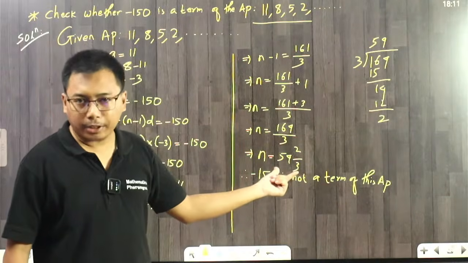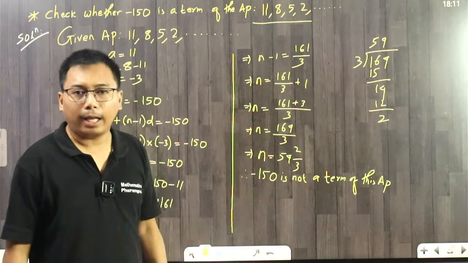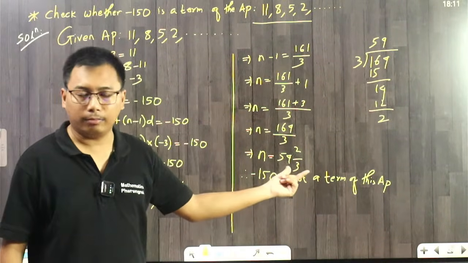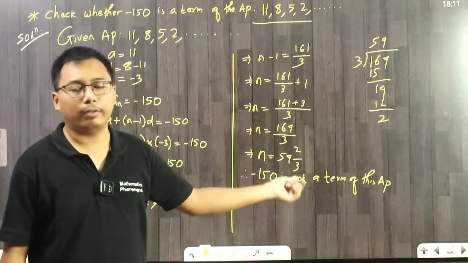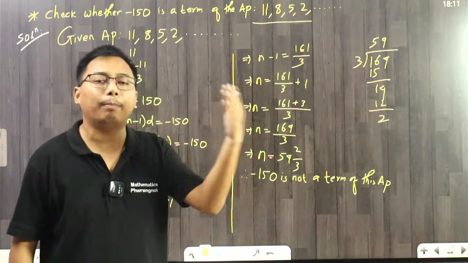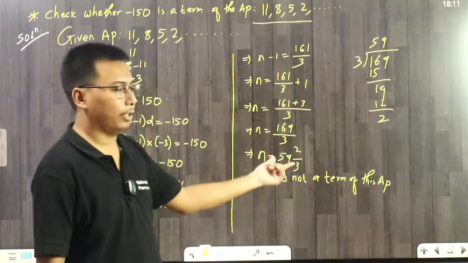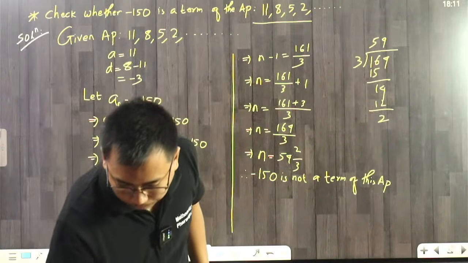So it is a mixed fraction, right? N has to be a natural number. Here we are getting it as a fraction. So obviously it's wrong, right? We cannot get 54 2 by 3 terms. No, it's not possible. If it was just 54 or 55, it would have been correct. But we are getting a mixed fraction here. So it's wrong. All right. Clear, NVM?